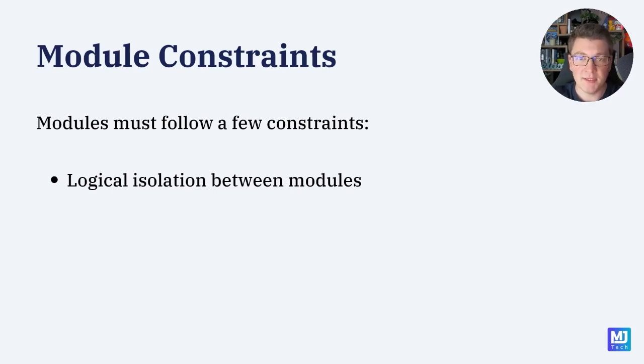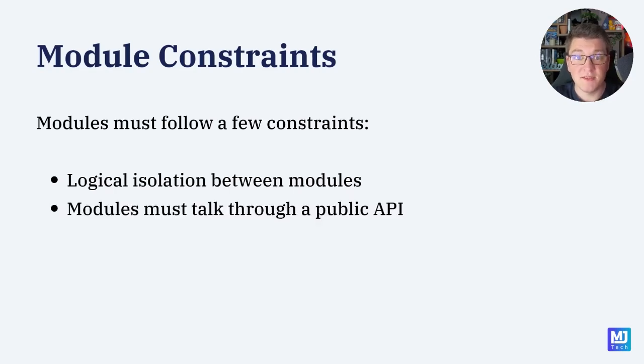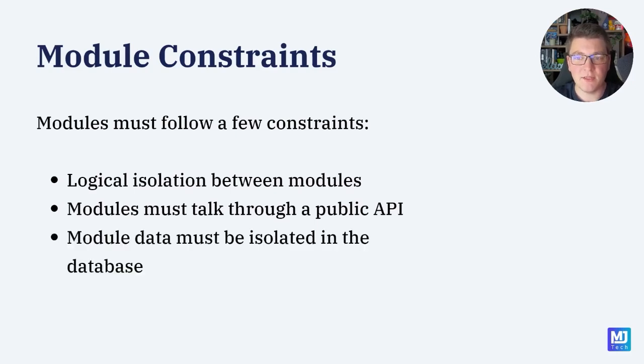The first constraint is that we need to enforce the logical isolation between our modules. The second constraint is that modules must talk through a public API. And the last constraint is that the module data must be isolated in the database. Now, the second and third point about module communication and data isolation also help us achieve logical isolation between modules, and you will see why this is the case when I show you how we are going to implement the communication between our modules and the various ways that we can achieve data isolation between our modules.